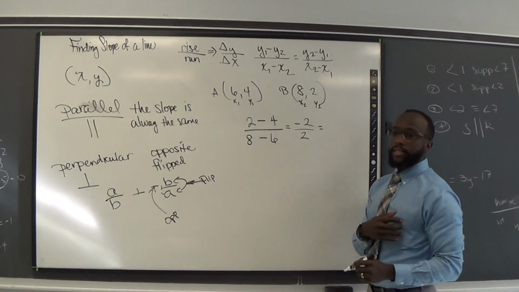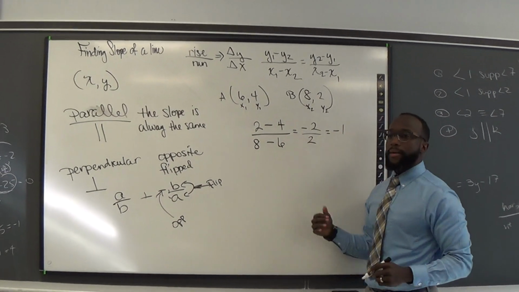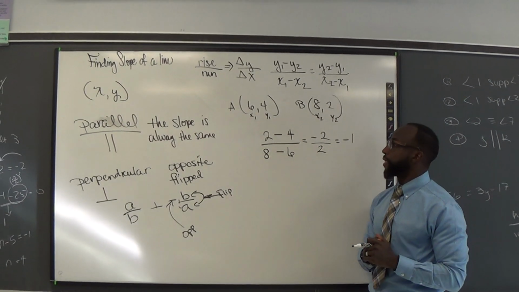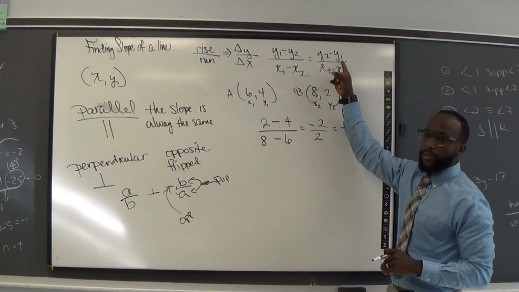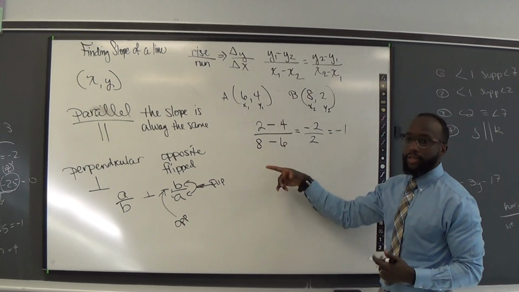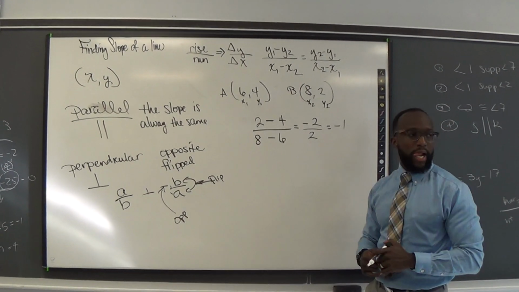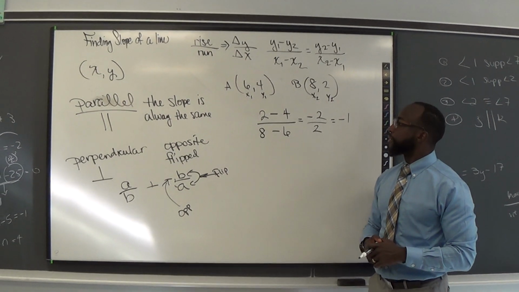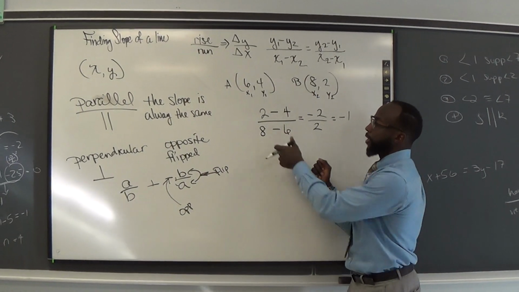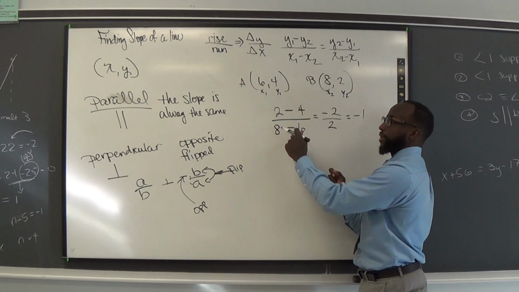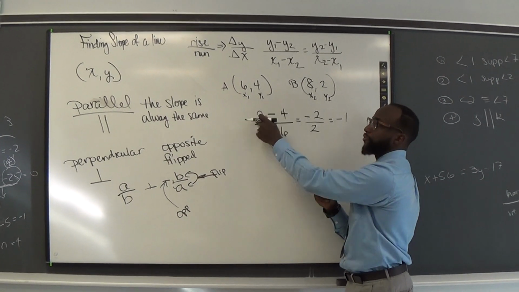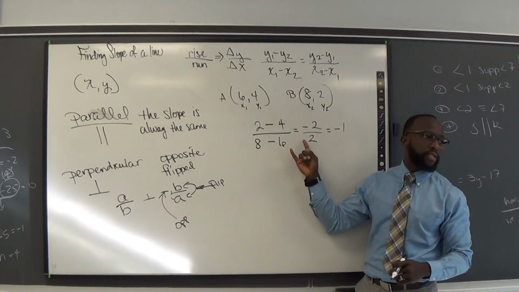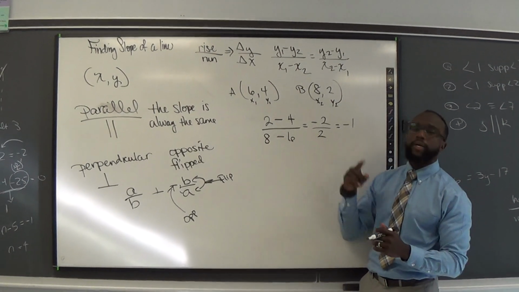The answer is -1. How many students got -1? Good. Now, that's using y2 and y1, right? You get the same thing if you do y1 first. Can 6 be x1 and then 8 be x2? Well, you can flip. If you put 6 in the front and 8 in the back, you've got to put 4 in the front. The 2 at the bottom will be negative, but it's still a -1.